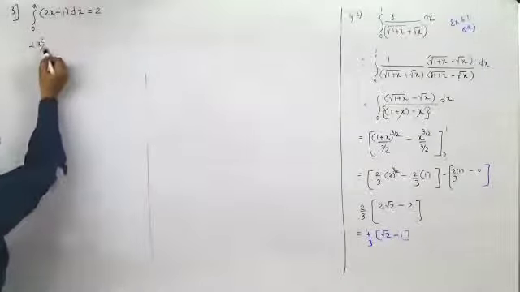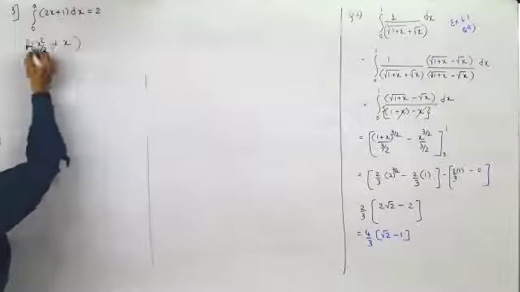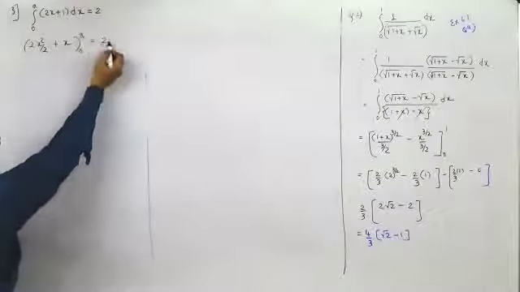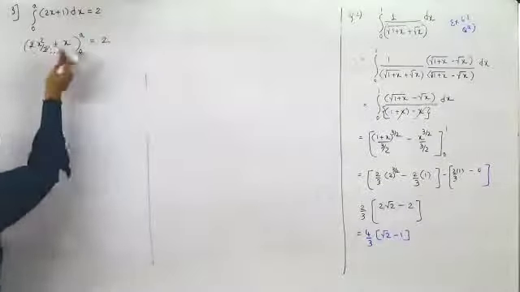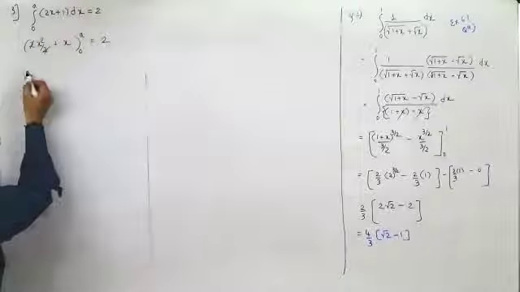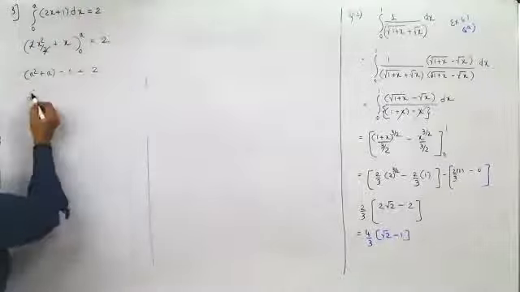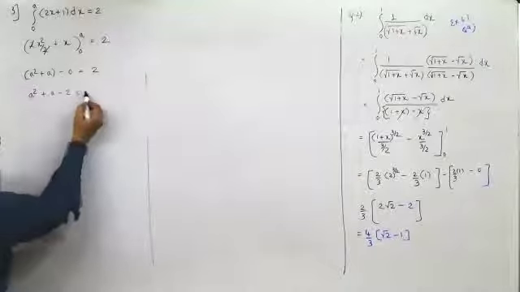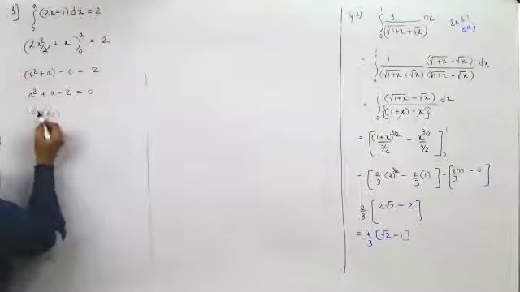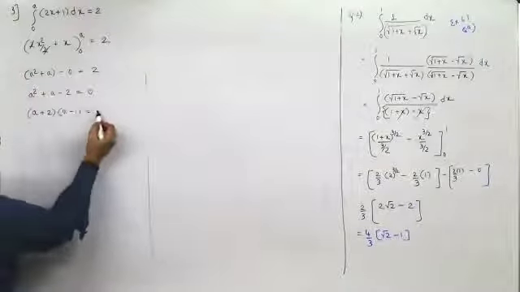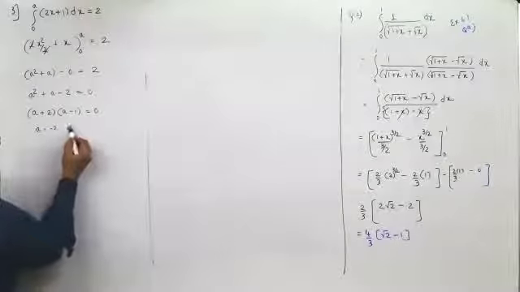This is 2x square by 2 plus x between 0 and a. This would be easier for you to solve. It is not that very difficult. It is only that you have to expand it. So this would be a square plus a minus 0 equal to 2. So this is a square plus a minus 2 equal to 0. This would be a plus 2 into a minus 1 equal to 0. So a would be minus 2 or a would be 1.